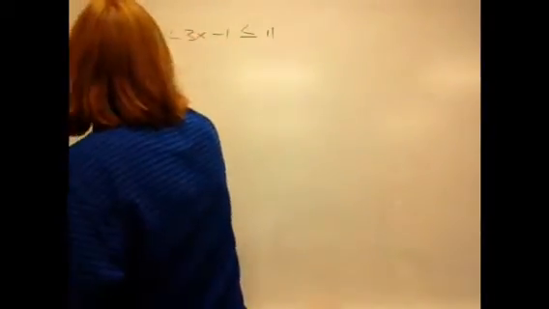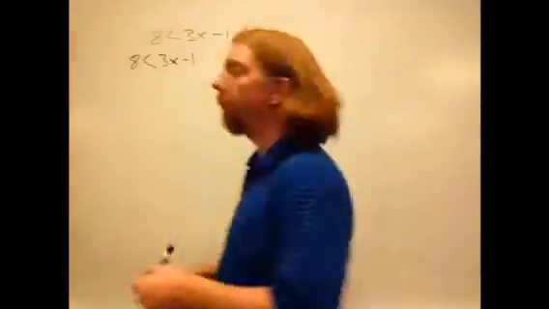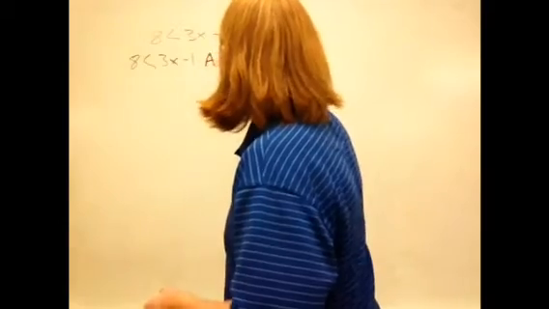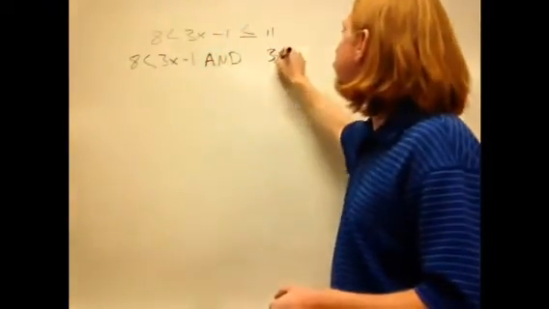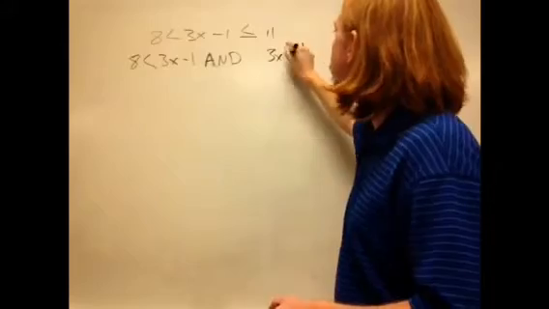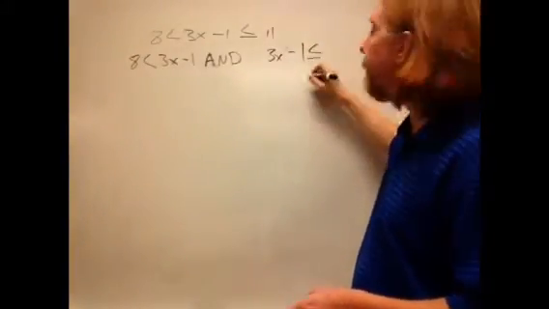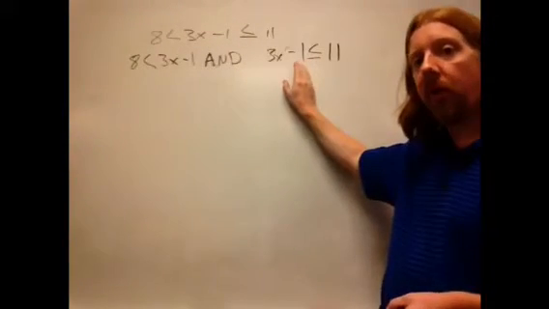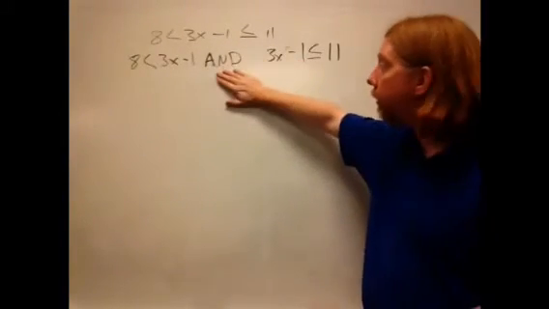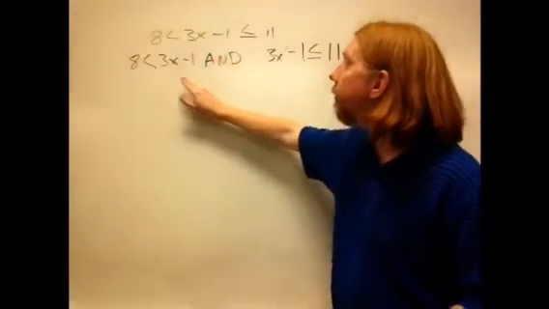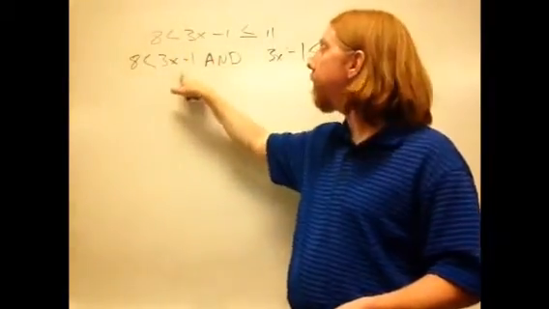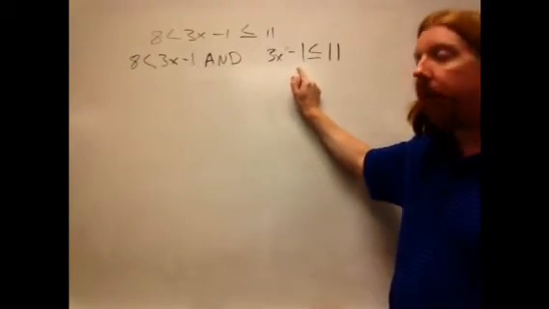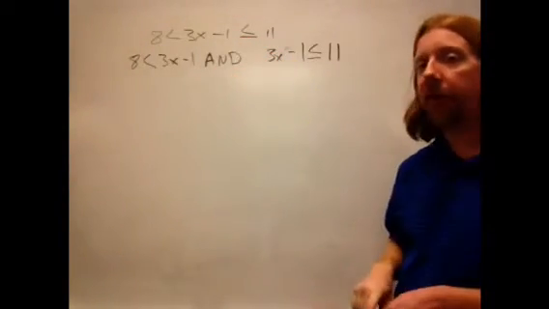So I would have 8 is less than 3x minus 1, and 3x minus 1 is less than or equal to 11. So now I've split the inequality into two statements using the word and, because I want numbers that are bigger than 8 and less than 11. That's what this inequality represents.